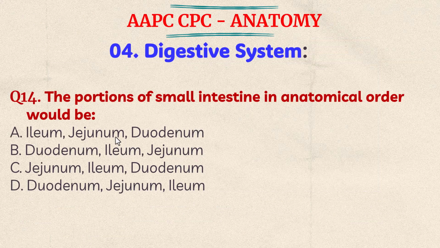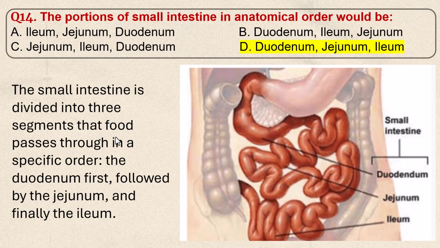Question number 14. The portions of the small intestine in anatomical order would be. So there are four answers. Please find the answer. So the correct answer is duodenum, jejunum, ileum. The small intestine is divided into three segments that food passes through in a specific order. The duodenum first, followed by the jejunum, and finally the ileum.